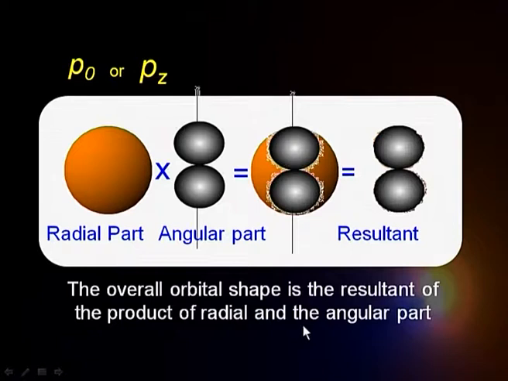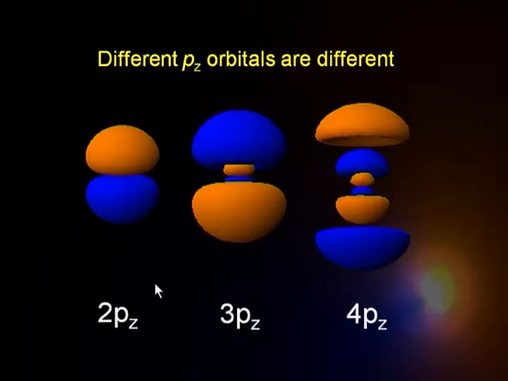Now what's interesting here is that different pz orbitals are different. This is what I wanted to tell you earlier: different p orbitals, though all of them have an overall dumbbell shape, have different probability distribution curves for 2pz, 3pz and 4pz. We find the distribution curves are different, so accordingly they have different kinds of shapes.